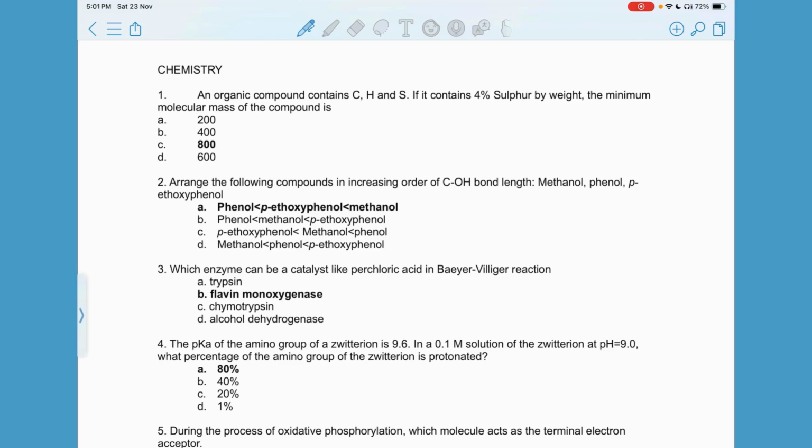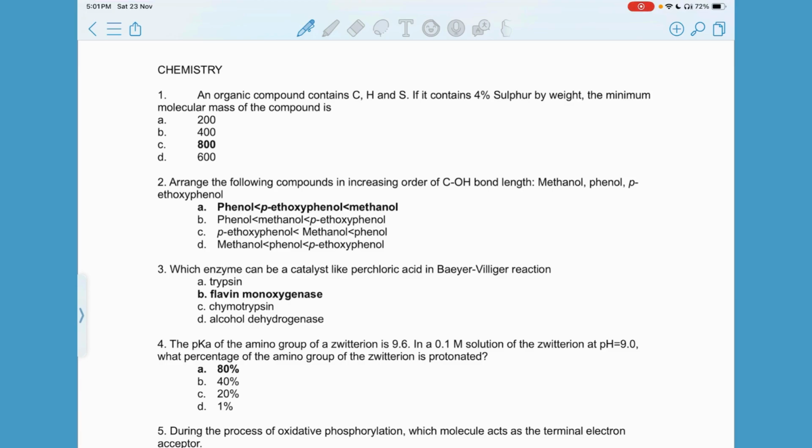Now we'll be heading to part 3 of this video for solving chemistry 2024 JEE Main previous year question paper. Now for the first question: an organic compound contains carbon, hydrogen and sulfur. If it contains 4% sulfur by weight, the minimum molecular mass of the compound is.